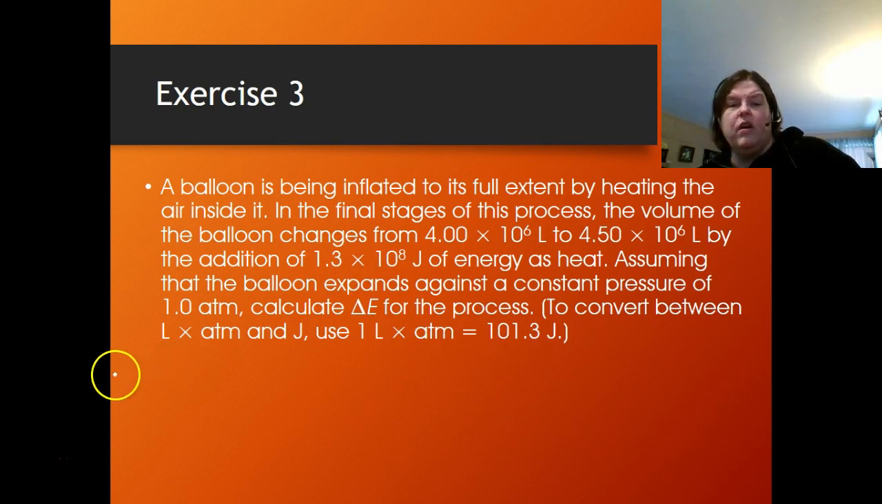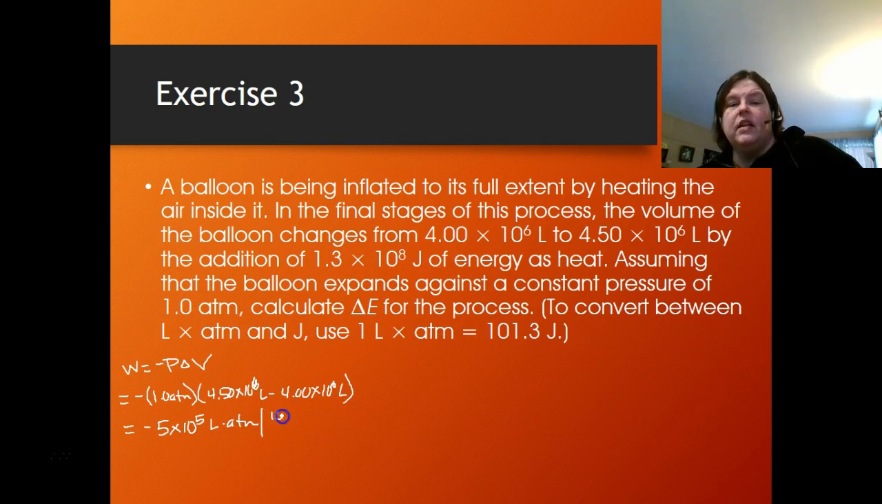So let's start. We have to start with our work. Work is equal to negative P delta V. So we start plugging in numbers: negative 1.0 atmospheres times 4.5 times 10 to the 6th liters minus 4.00 times 10 to the 6th liters, and we get negative 5 times 10 to the 5th liter atmospheres, which we then change by taking 101.3 joules over 1 liter atmosphere, and we end up getting negative 5.065 times 10 to the 7th joules of energy.